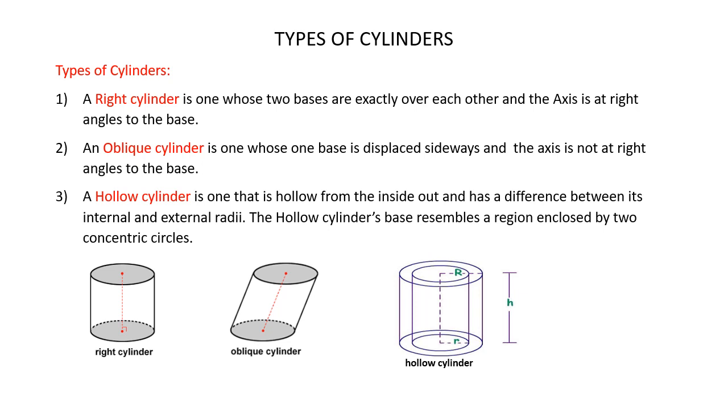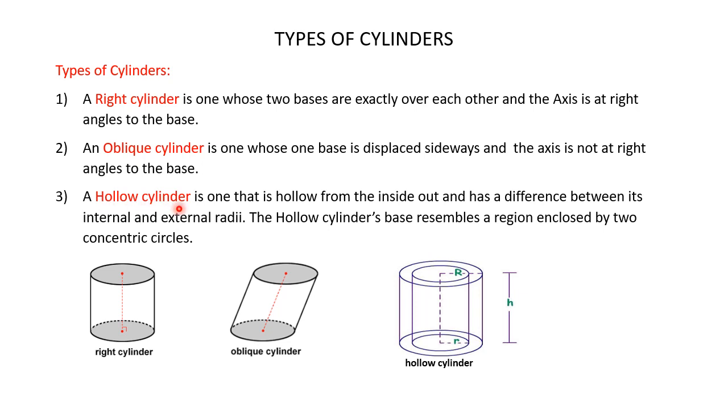An oblique cylinder is one whose one base is displaced sideways and the axis is not at right angles to the base. This is an oblique cylinder, and as you can see here, this base is displaced sidewise and clearly the axis is not at right angles to the base.